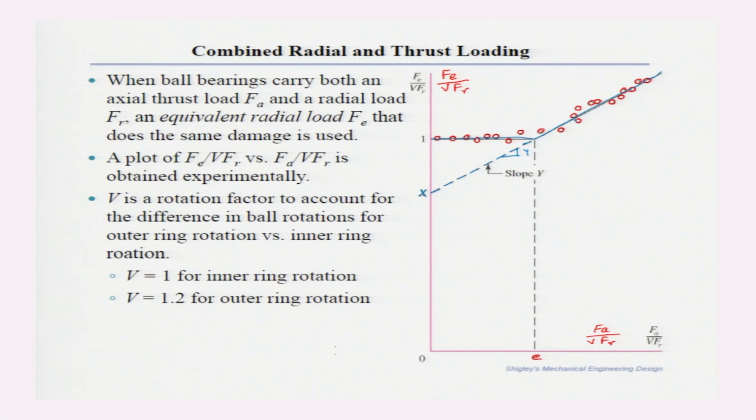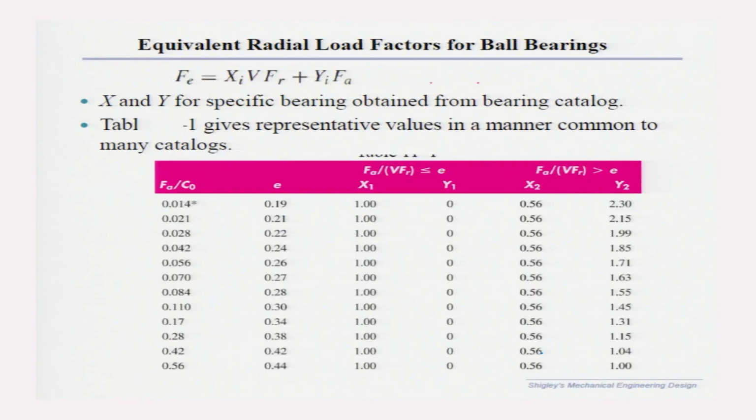So we can relate Fe divided by VFr with Fa divided by VFr when Fa divided by VFr is more than E, and that is given in this table. The X and Y for a specific bearing obtained from a bearing catalog is shown in this table, which gives representative values in a manner common to many catalogs.